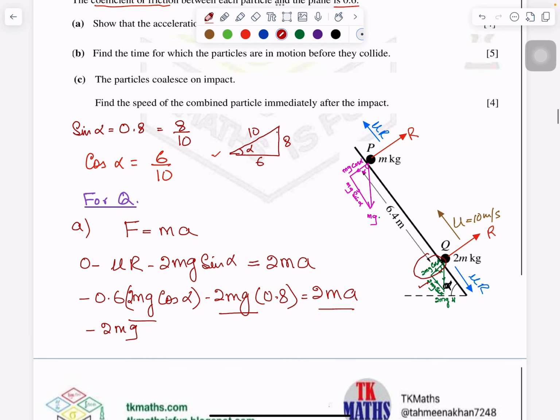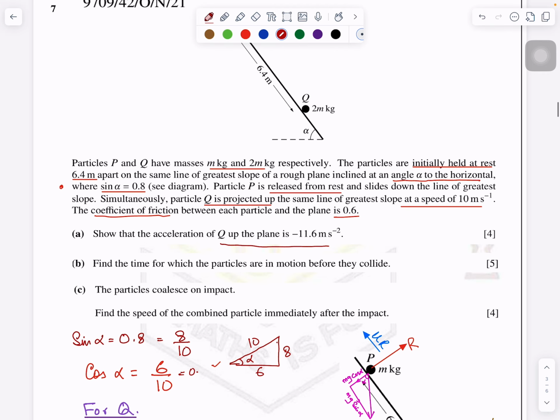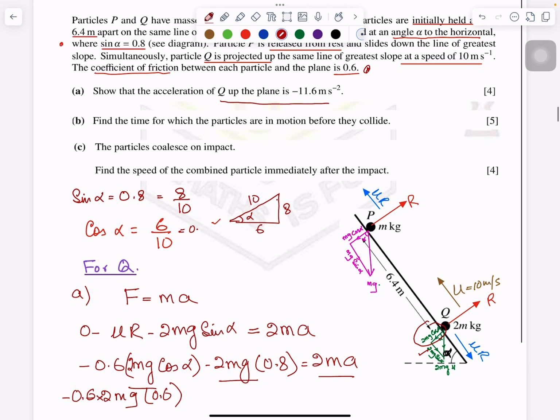cos alpha is 0.6. We have seen it here, right? So it will be minus 0.6 times 2mg (0.6). Now why is it 2 times 0.6? Because the coefficient for friction is also 0.6. You can see here in the question, and at the same time cos alpha is also 0.6, right?